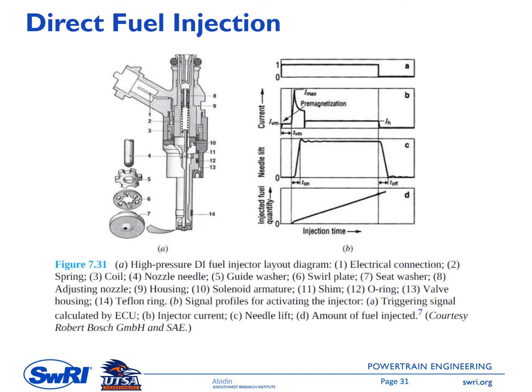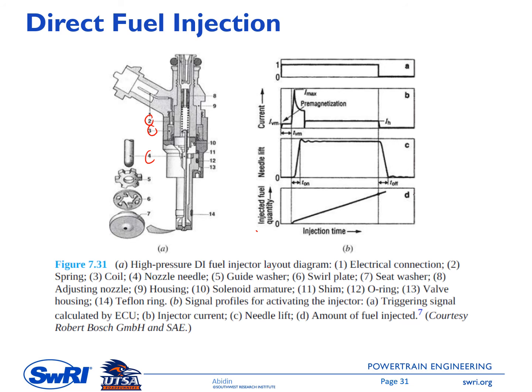The figure on the left side here is showing a high pressure DI fuel injector layout diagram. You can see there it has a number of components. It has a spring, number 2 here, and number 3 here is a coil, and then a nozzle needle, number 4, and then a guide washer, throttle plate, seat washer, and so on.